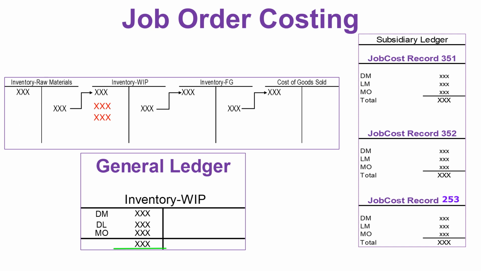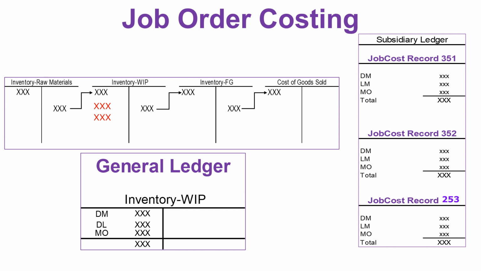So, we may have 5, 6, or a large number of different products in production, in work in progress at any point in time. And if we were to look at the general ledger account and the account balance at any point in time, it would include all of the direct material, labor, and manufacturing overhead costs for all of those jobs accumulated up to that point in time.